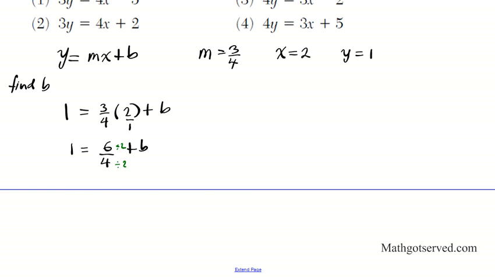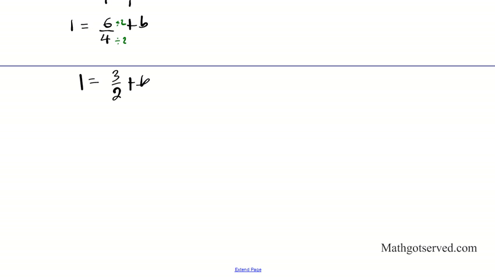1 equals 3/2 plus b, okay? So to get b by itself, I'll subtract 3/2 from both sides. So subtract 3/2, subtract 3/2. So I'm going to switch this around. b equals, these add up to 0. 1 minus 3/2. So let's write this as a fraction.